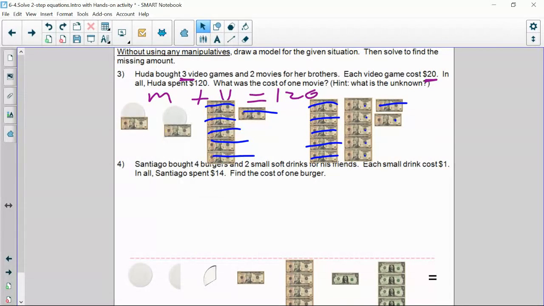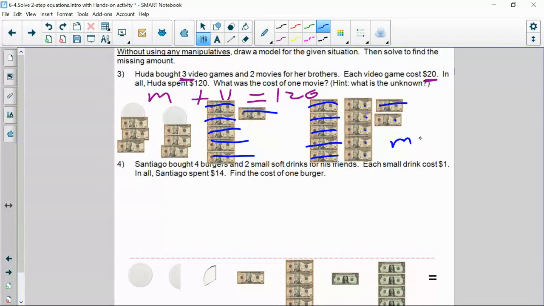10, 20, 30, 40, 50, 60. Okay, so how much is it per movie then? Each movie is $60. Or no, not 60, that's what we had, $30.